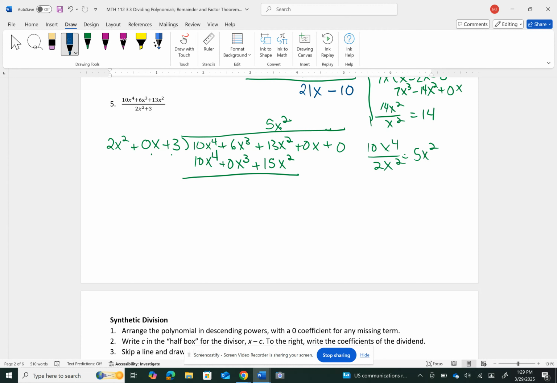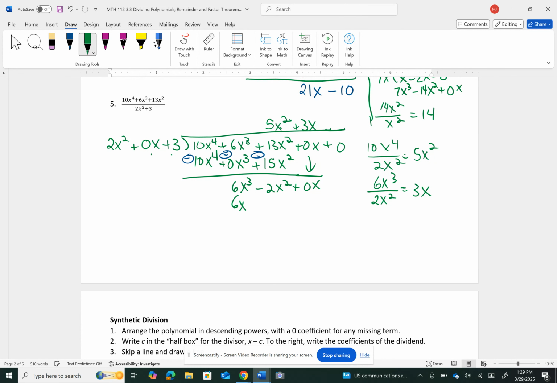All right, getting ready to subtract, so I'm going to change the signs and subtract straight down, and I wind up with 6x to the 3rd minus 2x squared. I'm going to bring down the next term, and then I'll go again. So this time I'm taking 6x to the 3rd and dividing by 2x squared, so I'm going to get a 3x. I'll write that right here, and then I'm going to distribute the 3x. I'm going to multiply it back times the 2x squared plus 0x plus 3.